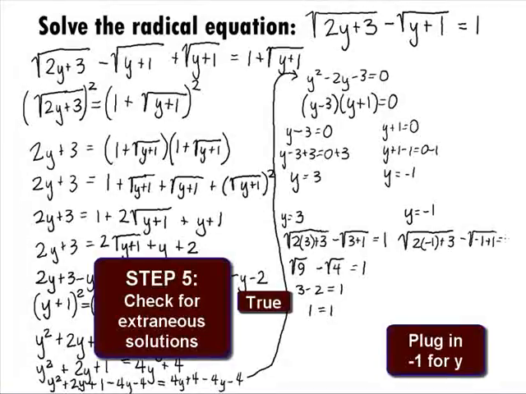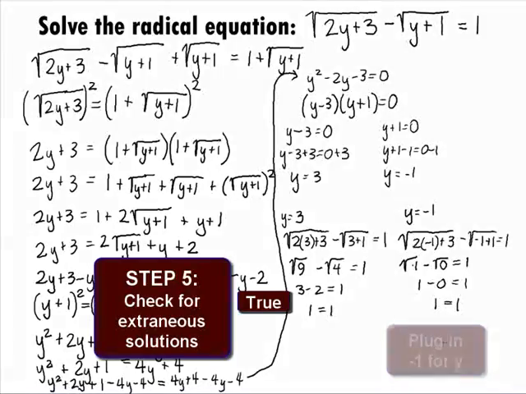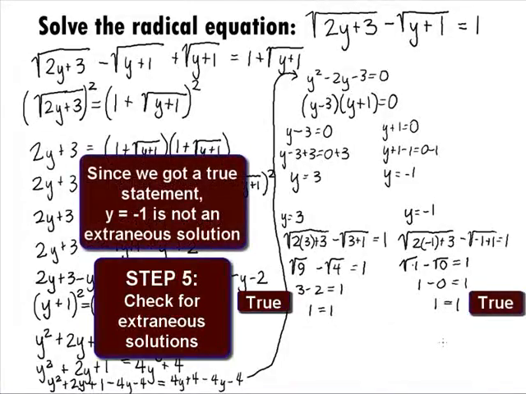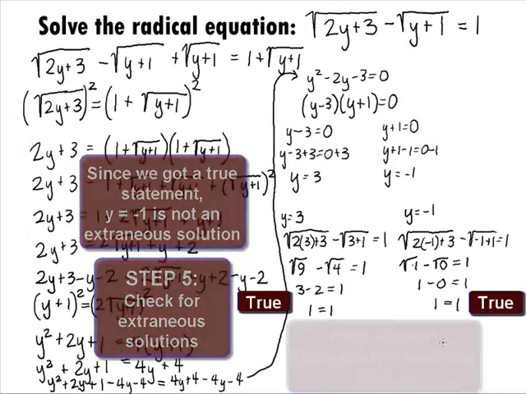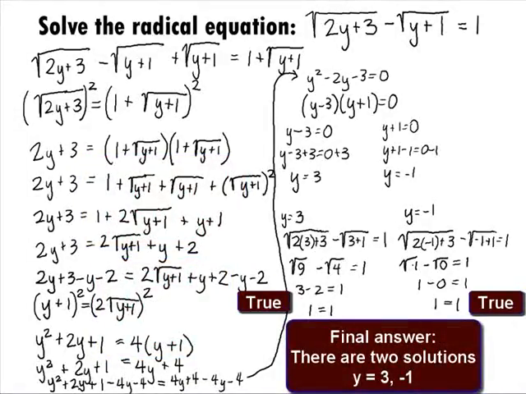equals 1. Simplifying the inside of the square roots, we get the square root of 1 minus the square root of 0 equals 1. Simplifying this, we will get 1 minus 0 equals 1, or 1 equals 1. Hey, we got another true statement, which means y equals negative 1 is also a solution. So our final answer is y equals 3, or y equals negative 1.